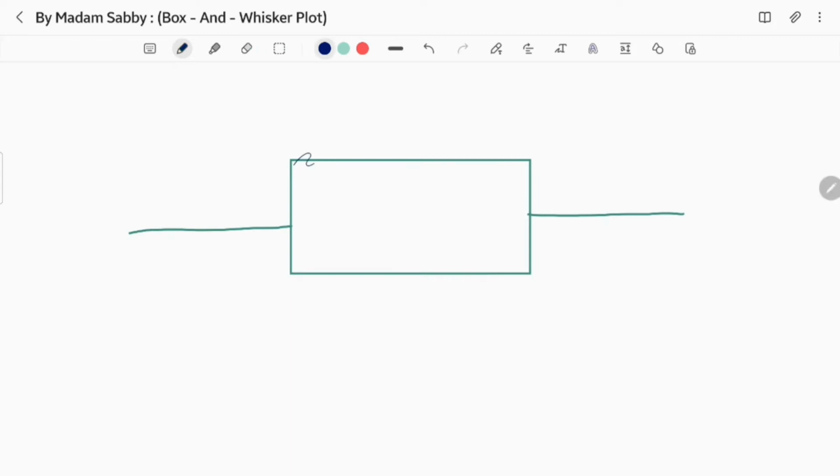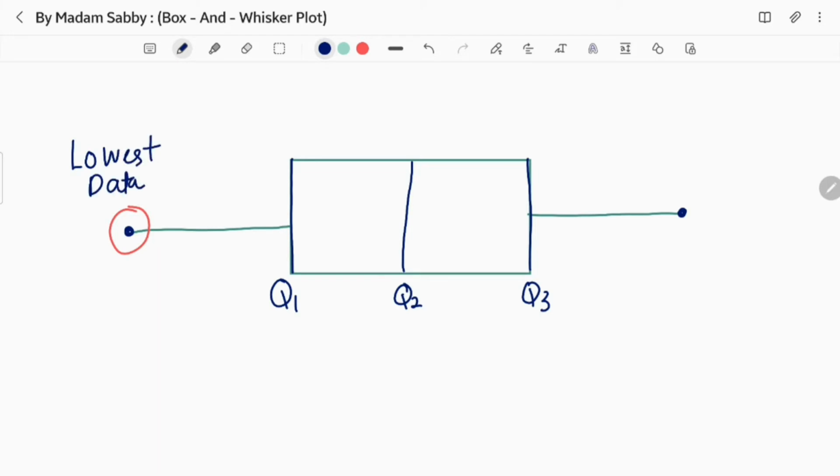The first line here is your Q1, and in the middle should be your Q2. At the other end is your Q3. What about the whiskers? At both ends of the whisker, it should carry some important information as well. The left end of your whisker, this part I'm referring to, is for your lowest or smallest data. The right end of your whisker should be the biggest data in your data set.